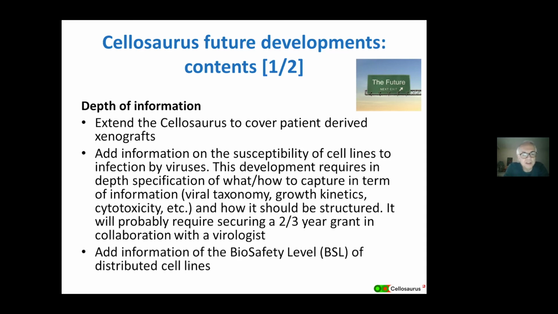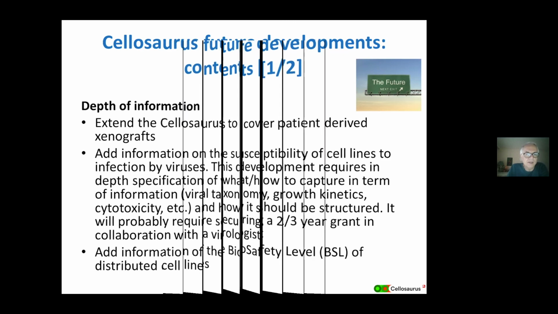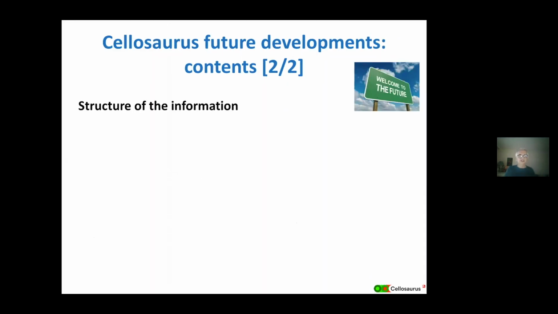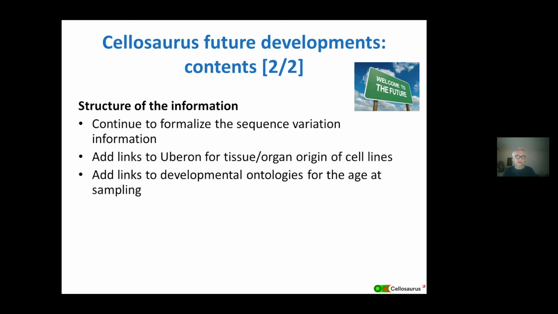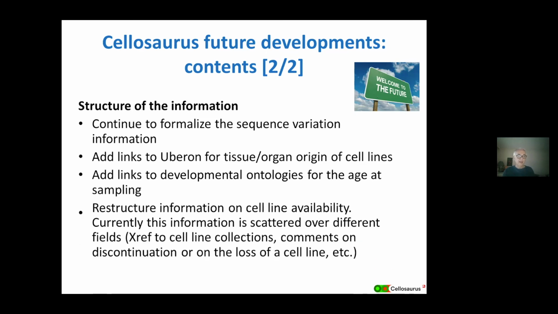We want to add information on the biosafety level of distributed cell lines. This is something that pharmaceutical companies have asked. And now we go to something which is much more important, which is to structure better some of the information. I told you when I was talking about disease, we want to continue to formalize the sequence variation information. We want to add links to Bairoch for tissue, organ origin of cell line for anatomical. We want to add links to developmental ontology for the age at sampling. And we want to restructure information on cell line availability.